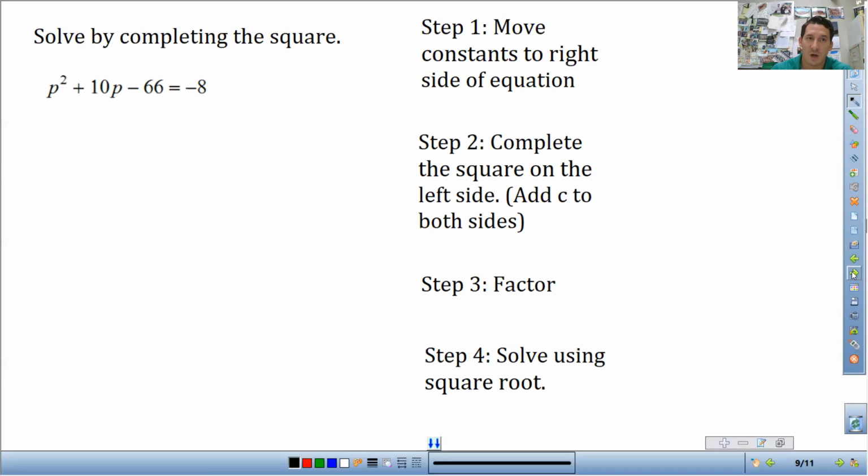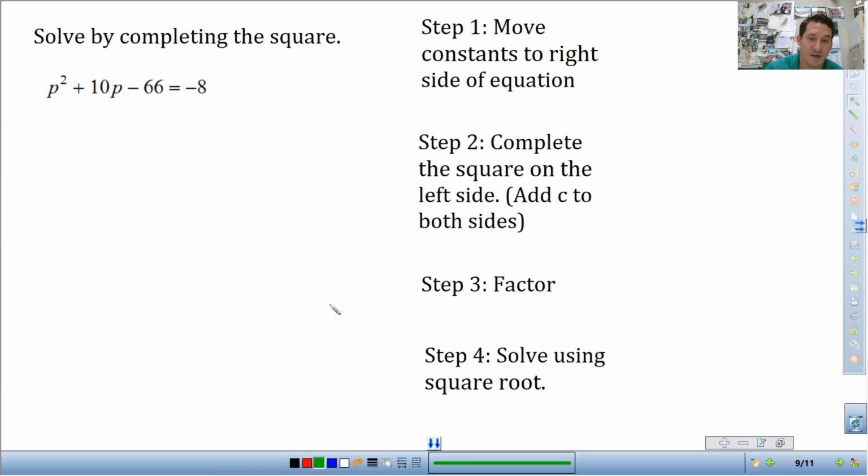So we're going to solve by completing the square. Before, what we learned last time is you would add 8 to both sides, and you get p squared plus 10p minus 58. What we would find if we try to factor it is that it's not going to factor. This is when we use completing the square: when we have a trinomial like this that doesn't factor, but we still need to solve it. If it does factor, you'd want to factor and solve it because that's easier and faster. But here, it's not going to factor, so we're going to use completing the square.